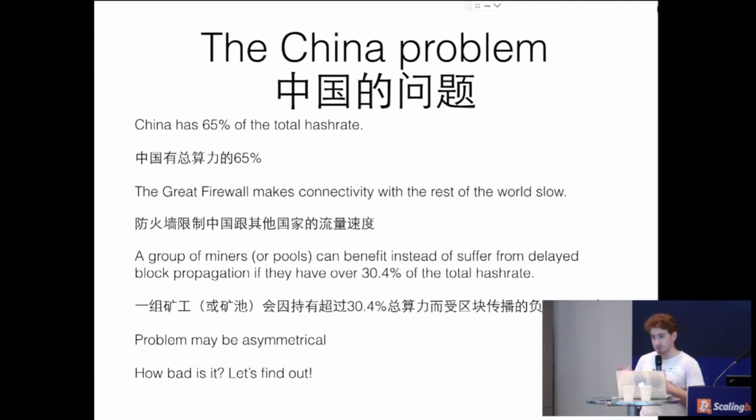The Great Firewall is a big problem, both in terms of performance and also just in theory. I mean, the purpose of the Great Firewall is to censor and to control information, and that has some problems for Bitcoin. So it makes me uncomfortable to have so much hash power subject to that system. Also, the problem for propagation over the Great Firewall may be asymmetrical with the current block propagation algorithm. I might talk about that, I might not. It's not really that big of a deal.